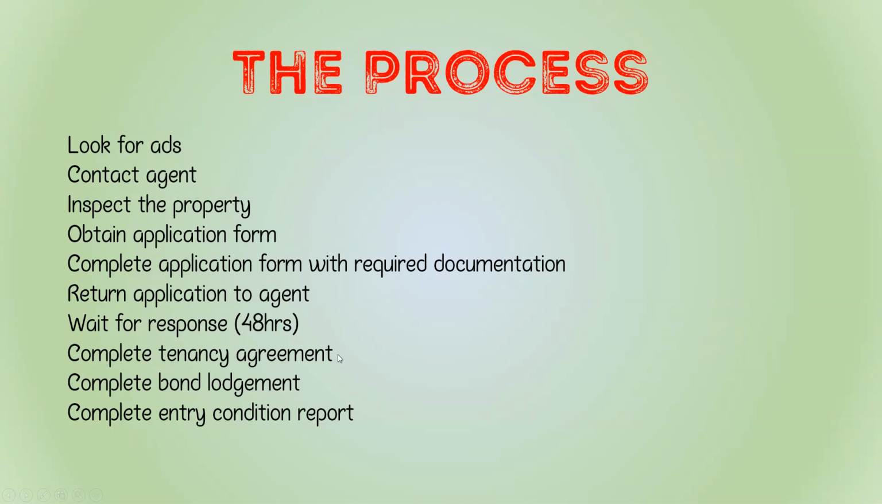The first thing is called a general tenancy agreement. We'll look at that in more detail in the next video, but that's basically where you sign your lease. Then you complete a bond lodgement. That's where you pay your bond and register it with an authority so that the landlord can't run away with your money, it's protected. After you've moved in, you complete an entry condition report. Again, we'll have a look at that in the next video.